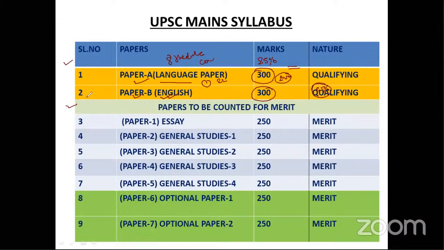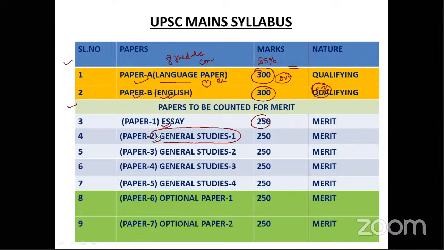So the papers to be counted for merit include your paper 1, that is called the essay paper. The essay paper will be 250 marks. Obviously, whatever marks you get in the essay paper will be added to your merit list. Those marks will decide your merit. Then paper 2. Paper 2 is known as General Studies 1. This is called GS paper 1.